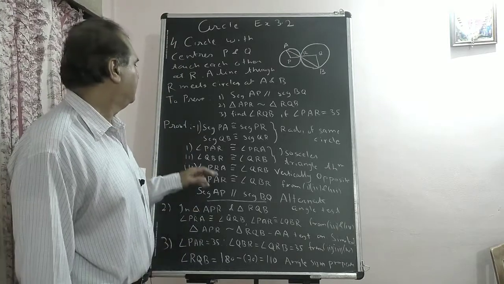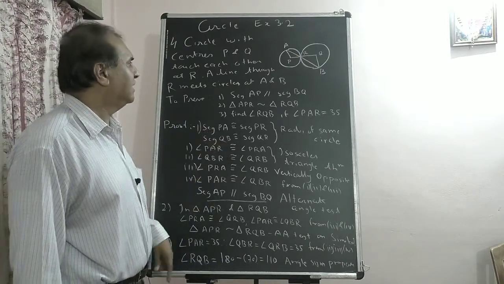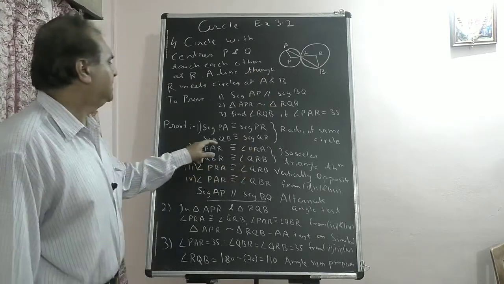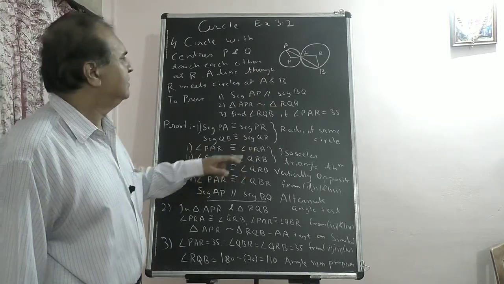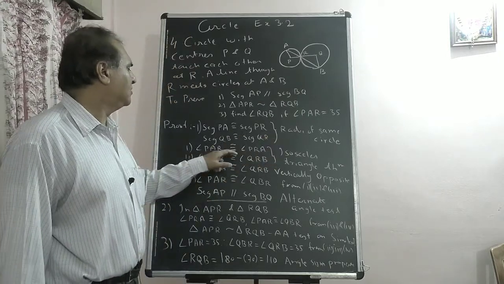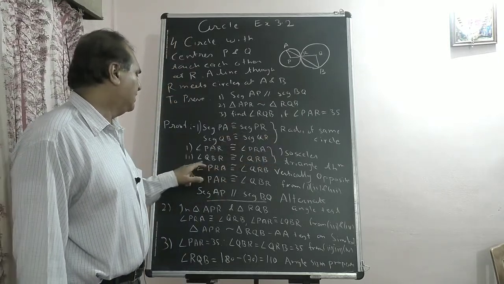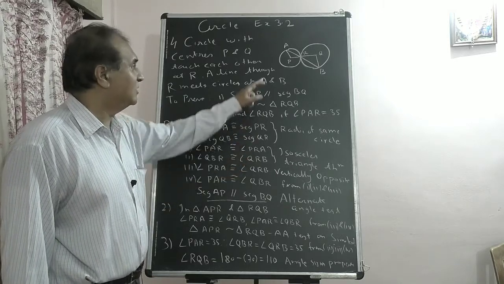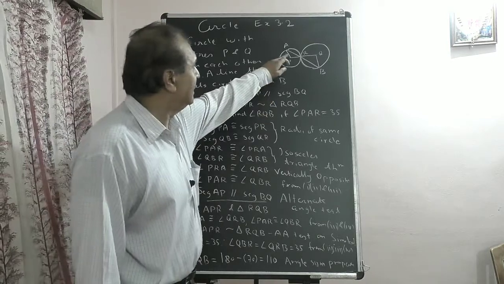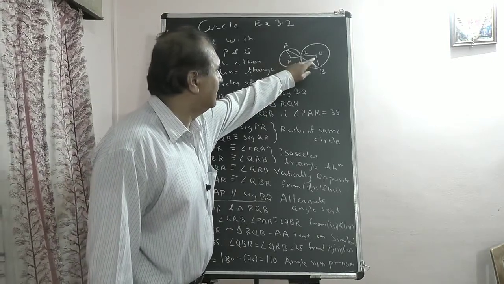Okay. So first, seg PA is congruent to seg PR, right? Seg PA is congruent, radii of the same circle. Seg QB is congruent to seg QR, same thing, radii of the same circle for both. Angle PAR is congruent to angle PRA. Angle QBR is congruent to angle QRB. I told you, isosceles triangle theorem. Two sides of this triangle are equal, so angles are equal.